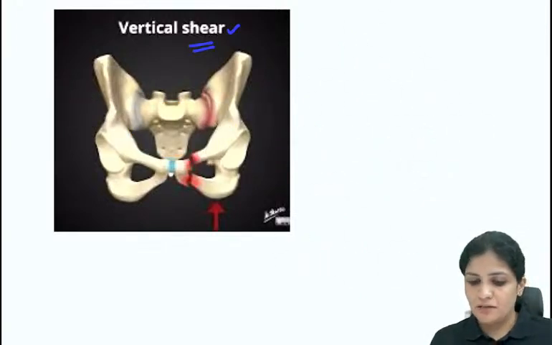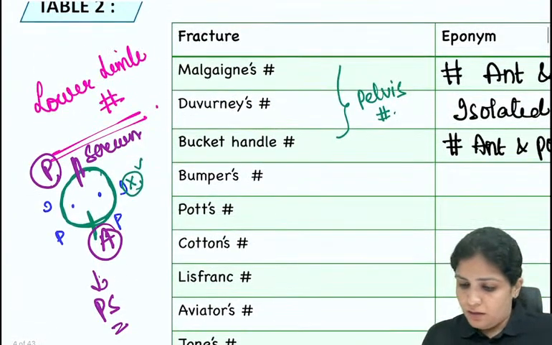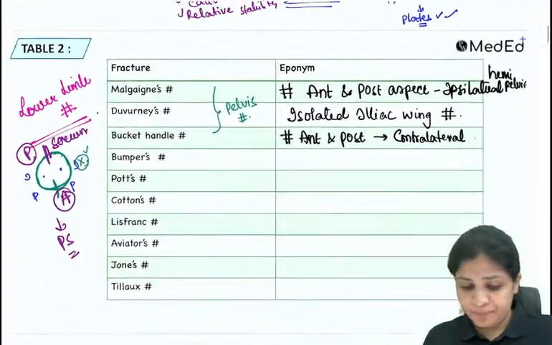So now let's go back to one more fracture. Okay, now we are done with the pelvis.